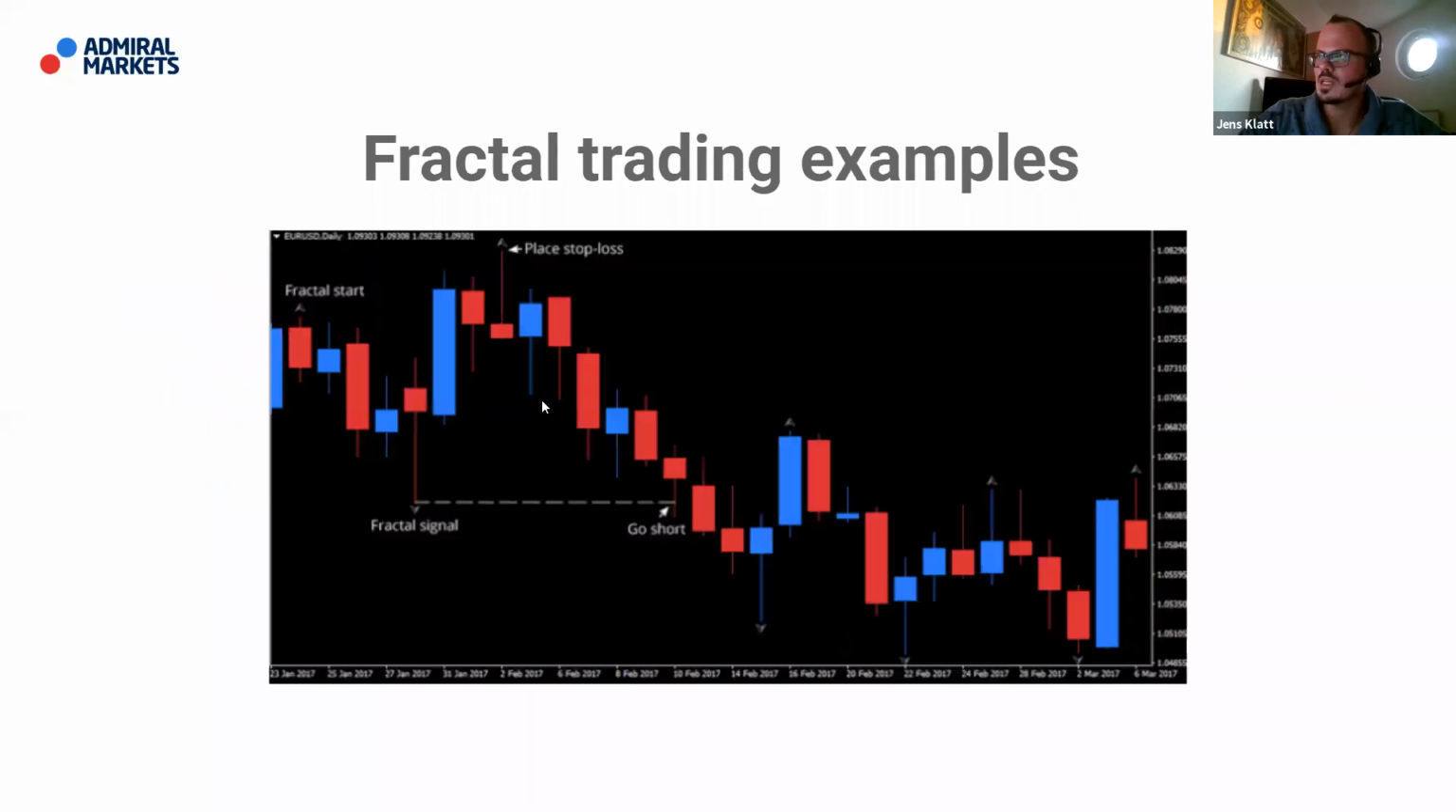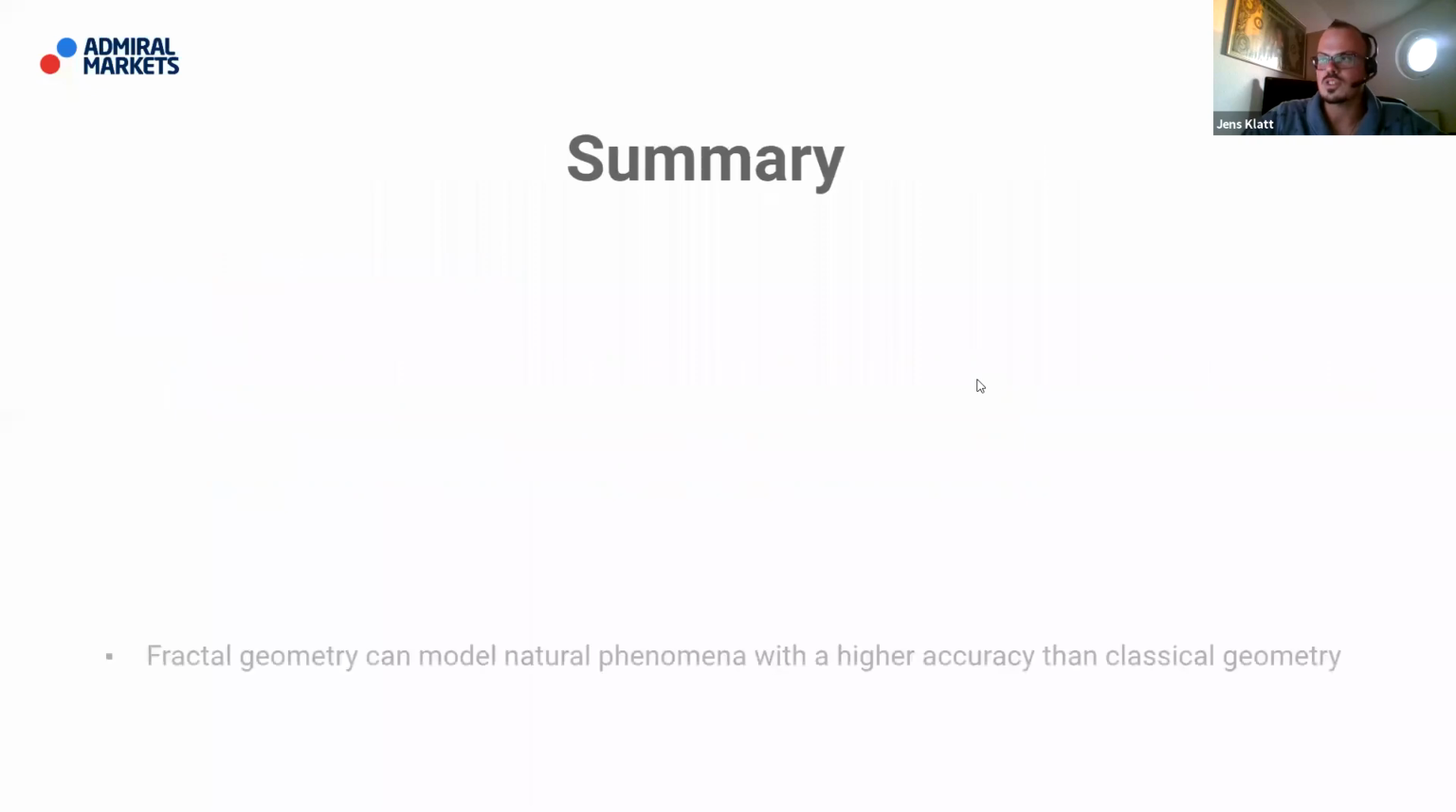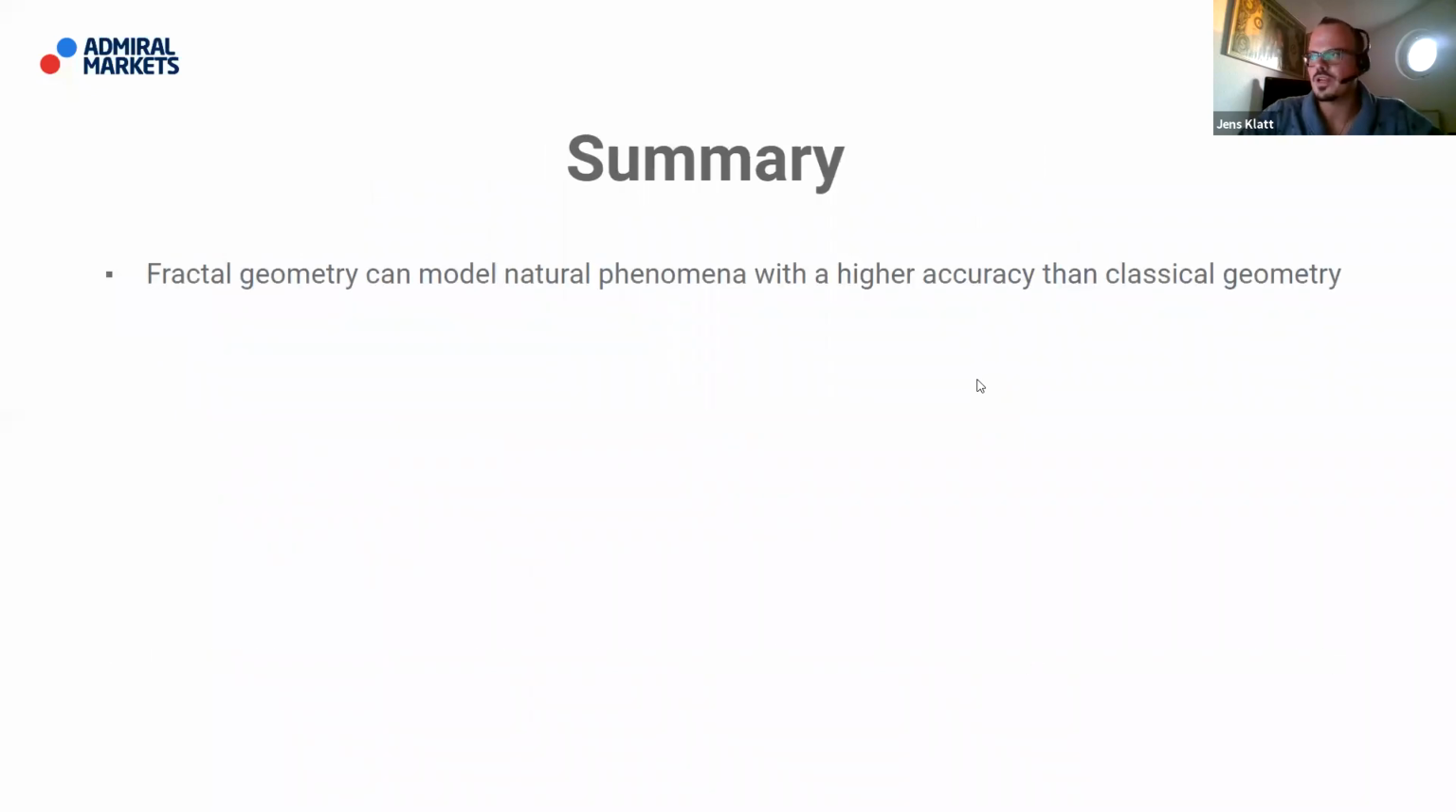So here we have once again this example. Now let's have a look here at the summary. So fractal geometry can model natural phenomena with a higher accuracy than classical geometry. This is not only true when it comes to price action, this is also true when it comes to risk evaluation and everything. Something Mandelbrot focuses on in his book, I recommend it.